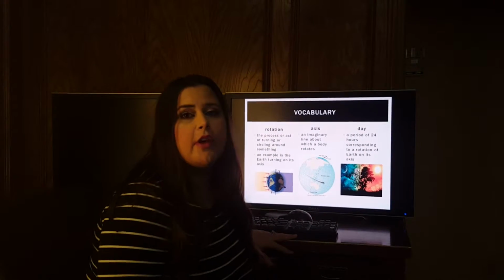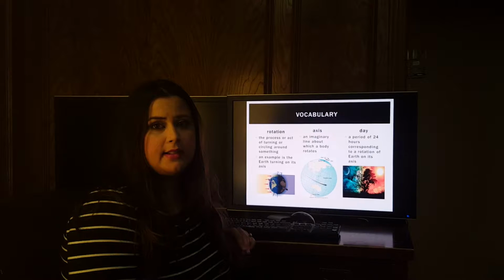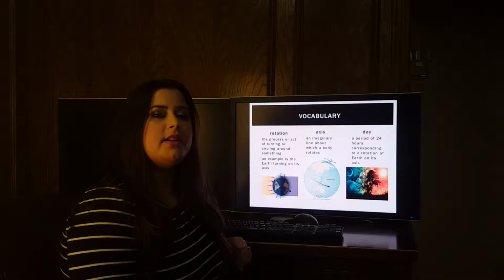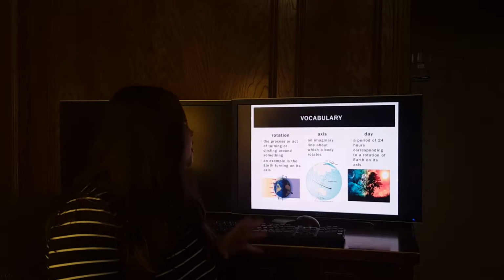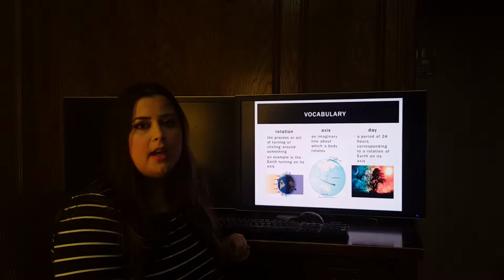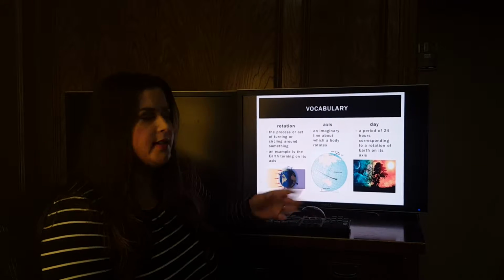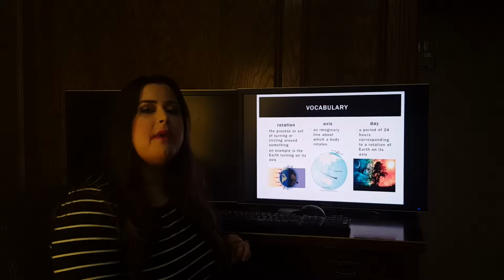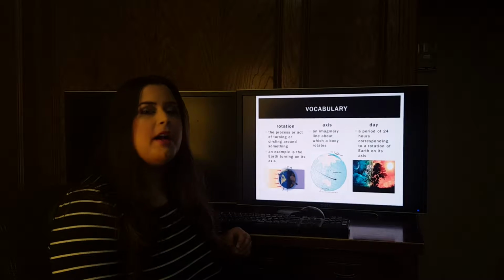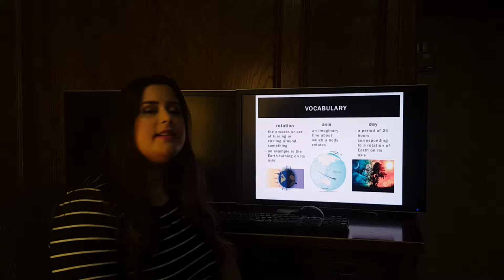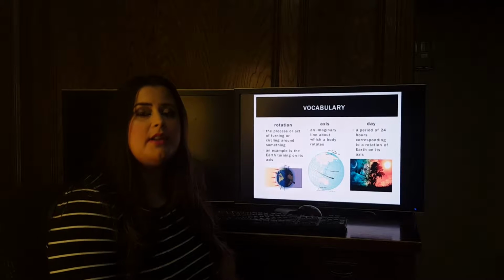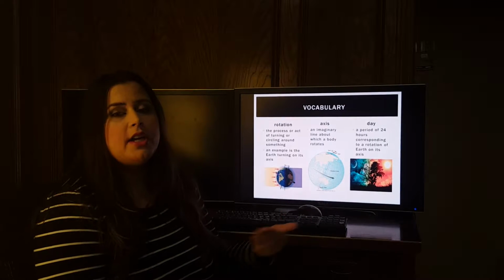So here are a few of the vocabulary words you'll need to know for this lesson. Rotation is the process or act of turning or circling around something. An example would be Earth spinning on its axis or turning on its axis. Axis is an imaginary line through which a body rotates, and day is a period of 24 hours corresponding to one rotation around the Earth.